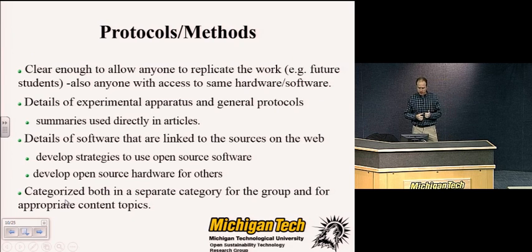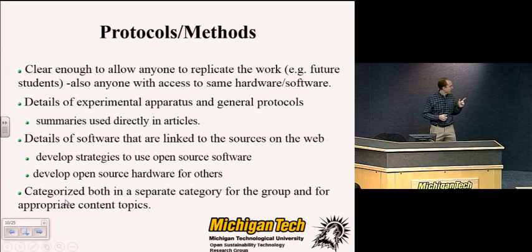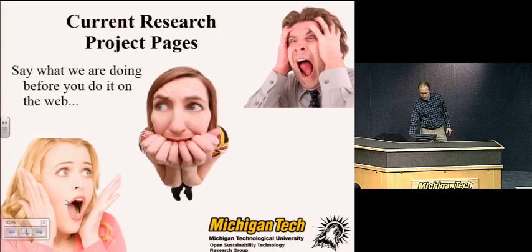For the software, you want to make sure that you always maintain the links. And for the experimental apparatuses, you want to make sure that you have summaries of what they are, what their specifications are, so that you can get, for instance, calculated error for the type of experiment you're doing. And again, you want to put it in the appropriate category.